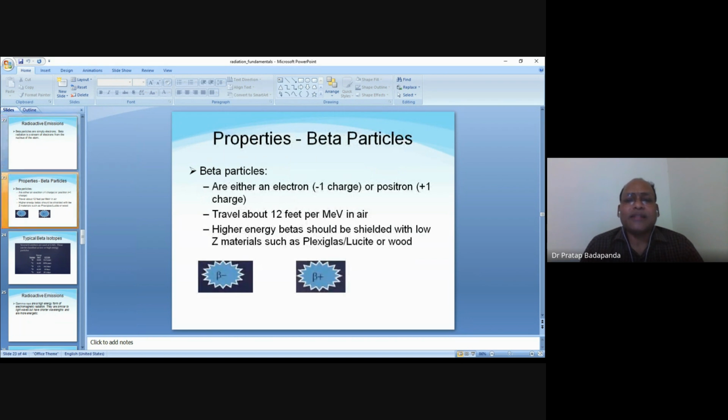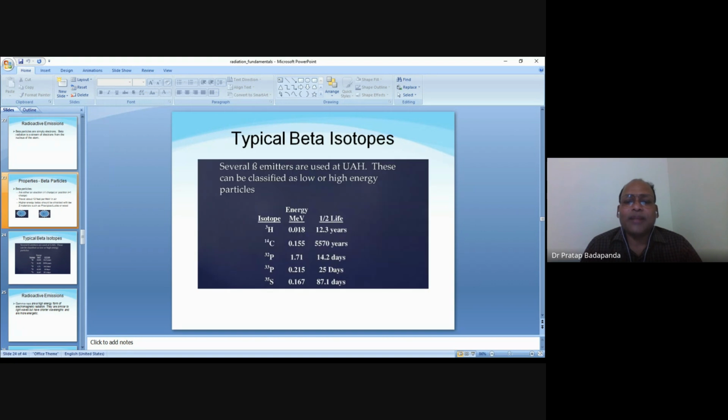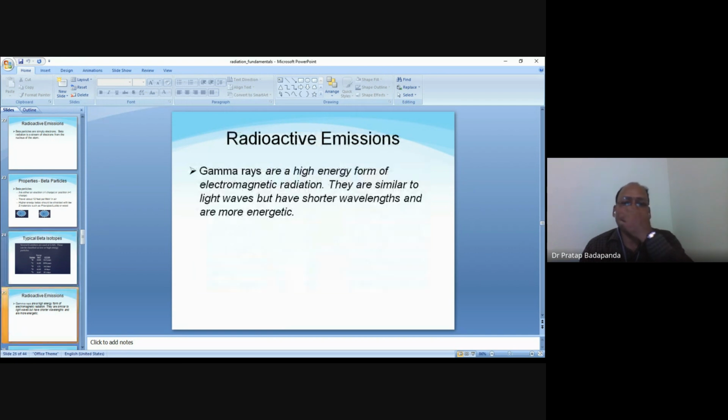Properties of beta particles. Beta particles are either an electron, negative charge, or a positron. I told you charged particles are there. So positron is also one particle: electron, neutron, proton, and this is positron. They travel about 12 feet per MeV in air, and higher energy betas should be shielded with low Z materials. Then there are typical beta isotopes.